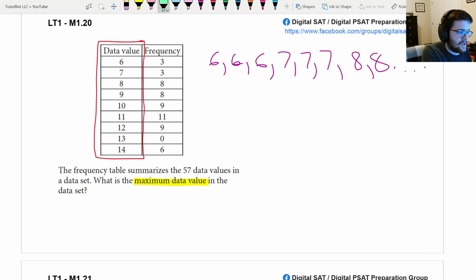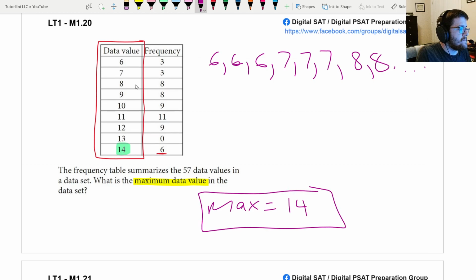So the biggest data value is 14, and there's 6 of them, so there must be at least 114. If there was a 0 there, the max would really be like 12, right? But the biggest data value is 14, so the max is 14. Remember, the frequencies don't actually represent values, so a lot of people would have put 11, but you want the data value. And so 20.